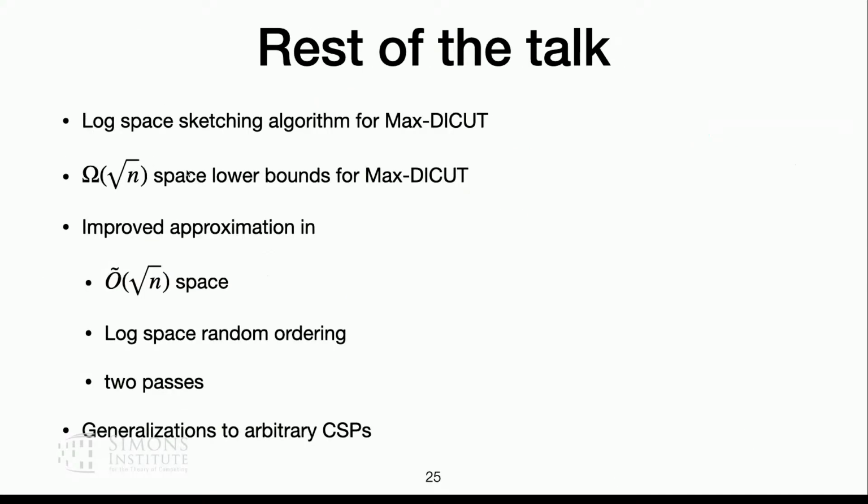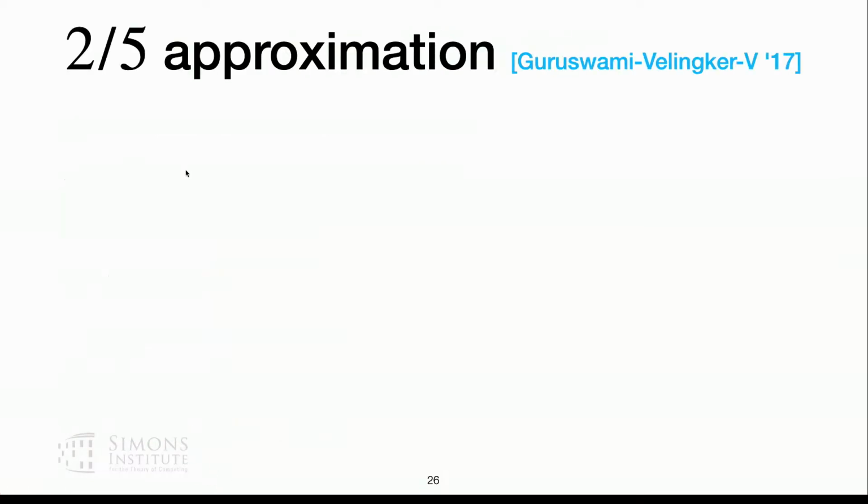All right, so for the rest of the talk, I'll talk about the best log space sketching algorithm for Max-DICUT, talk about the omega square root of n space lower bounds, and then all the recent improved approximations in square root of n space, log space random ordering, and 2 passes. And if time permits, I'll also talk about generalizations to arbitrary CSPs.